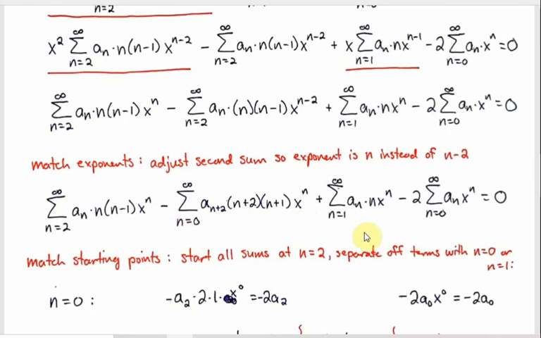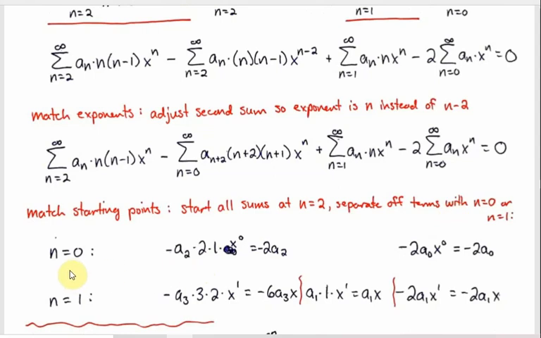Then we have to match up the starting points. They start at 2, 0, 1, and 0. So basically it's the latest starting point that you have to aim for. So here that's 2, because I can make this sum start at 2 if I just pull the first two terms off. Here I have to pull the first term off, and then here I have to pull the first two terms off. So that's what this is.